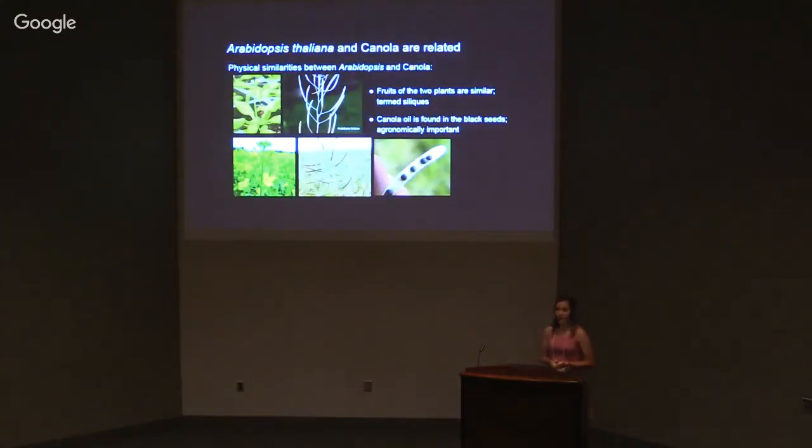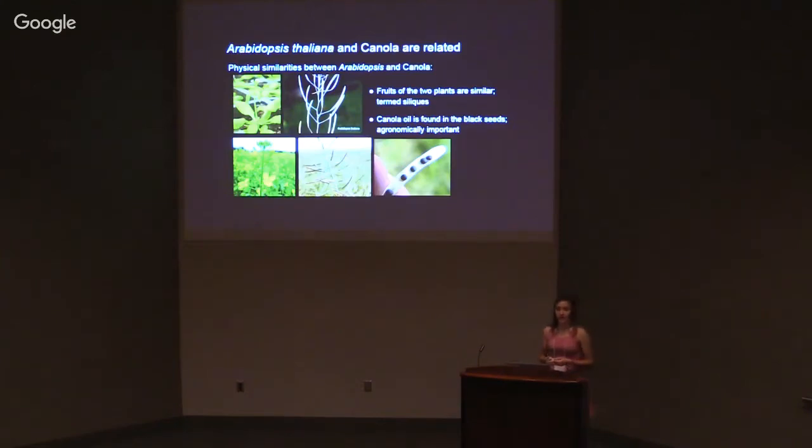So what is Arabidopsis and why do we care about it? Arabidopsis thaliana is a model plant, and we care about it in part because it's closely related to the crop canola. Being so closely related, there are many physical similarities between Arabidopsis and canola. These two images here are Arabidopsis, and the three at the bottom are canola. Namely, you can see a very striking similarity between the fruits of the two plants. These long, slender fruits of this family are termed siliques.